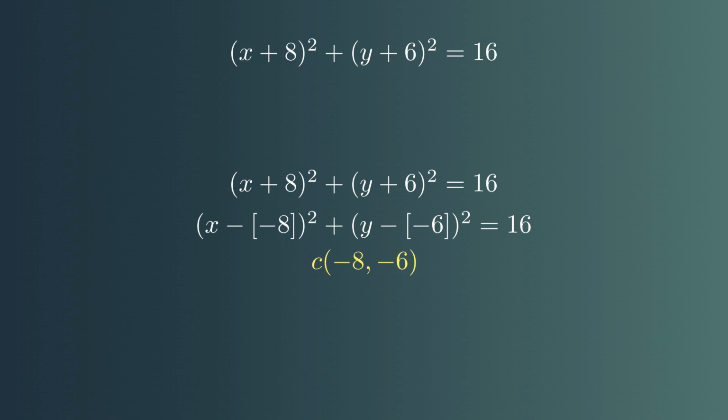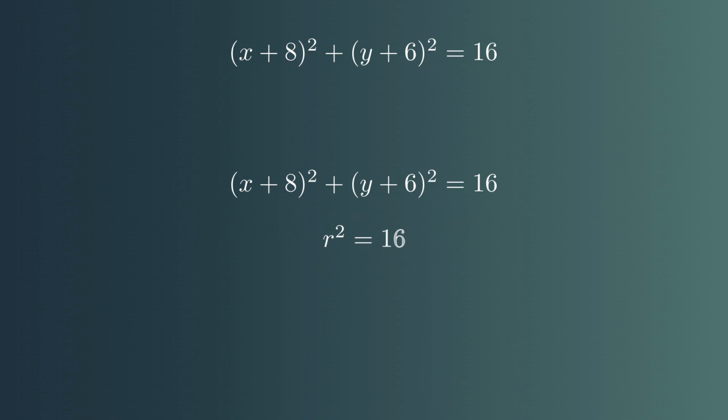Now for the radius, all we have to do is get the square root of the number after the equal sign. For this example, we have 16, and the square root of 16 is 4. Therefore, our radius now is equal to 4.